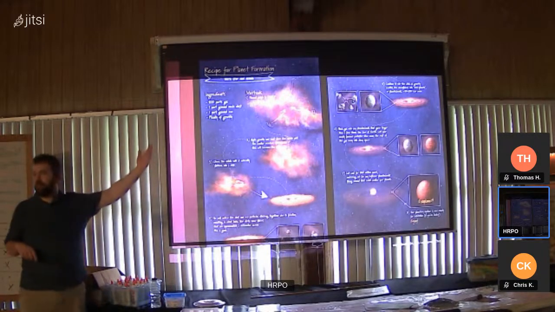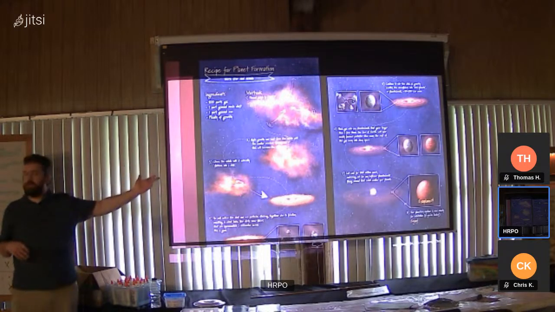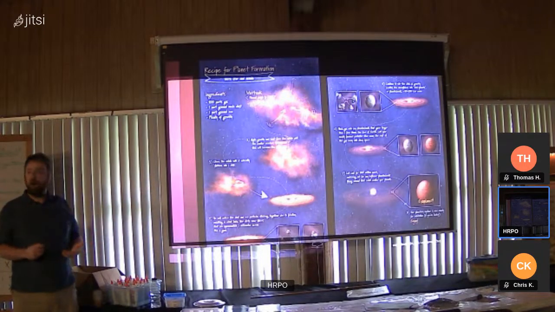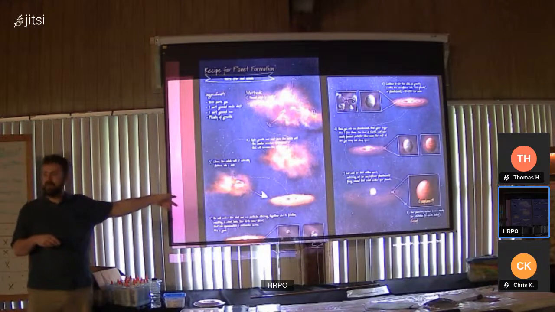so they need this extra process. And this, as I said, all takes place within about 10 million years. That time limit is set by how long this disk of gas can stick around.